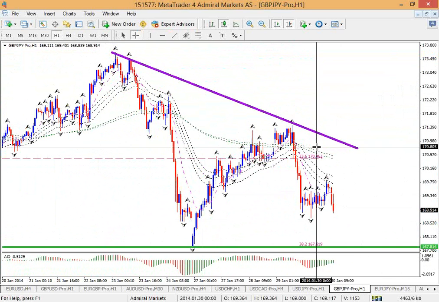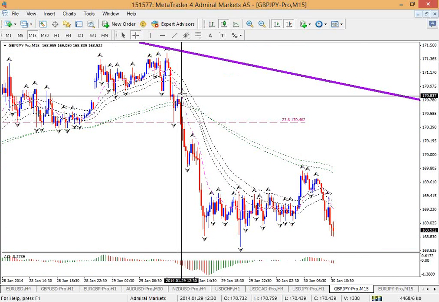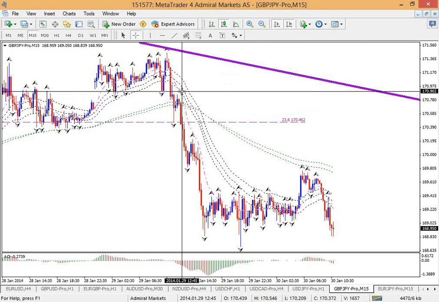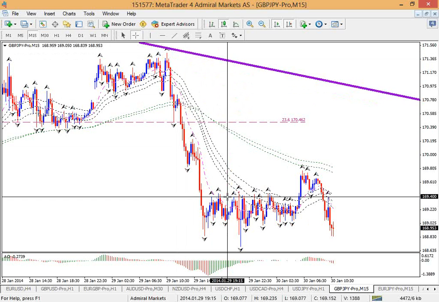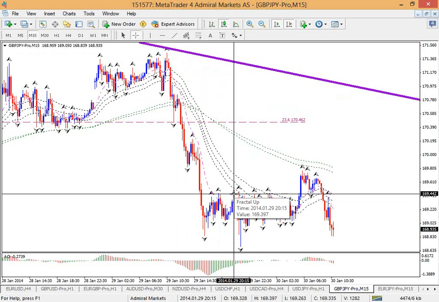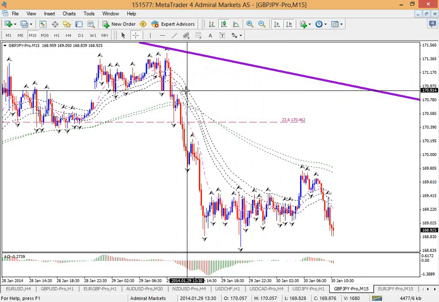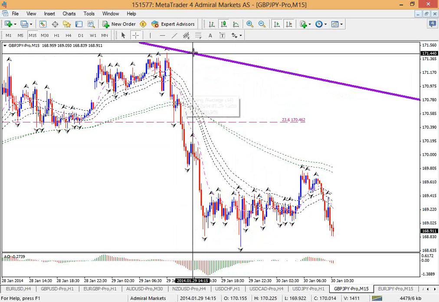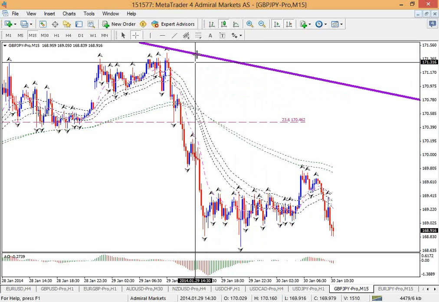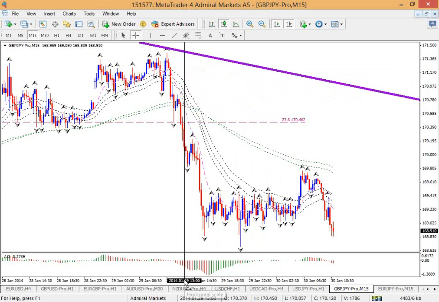Just calculating how much it fell yesterday. It was a pretty good fall, in fact. Let's take a look at the 15. It was a very steep fall. About 200 pips. Pretty impressive. Well, anyhow, that was that.